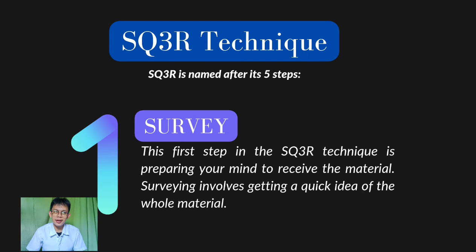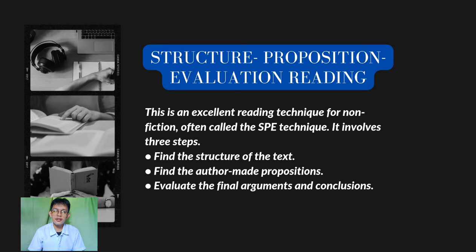The sixth one is the structure proposition evaluation, or the SPE technique. So this technique has three steps. First one is find the structure of the text. In this step, you simply study the layout of the text. You can do this by looking at the table of contents or the headings and subheadings in the text. So it is about the structure or the layout of the text that you are reading.